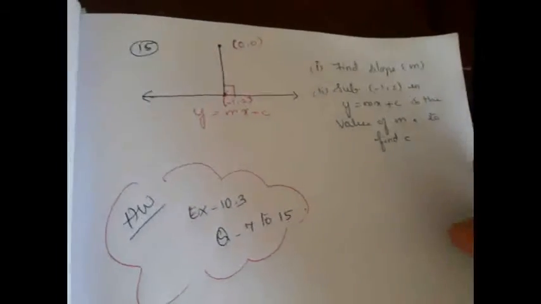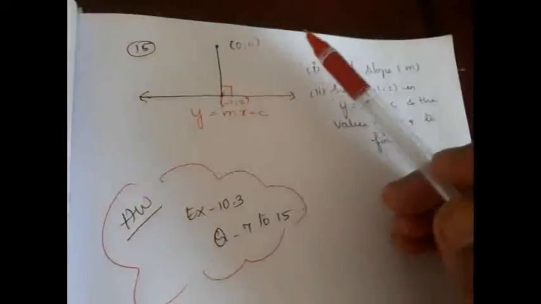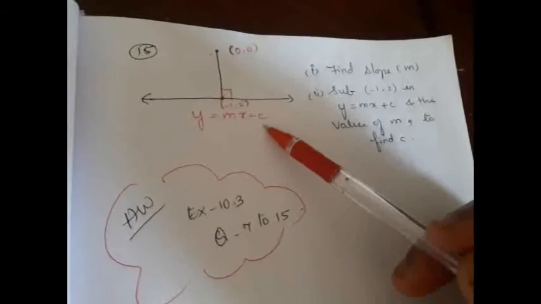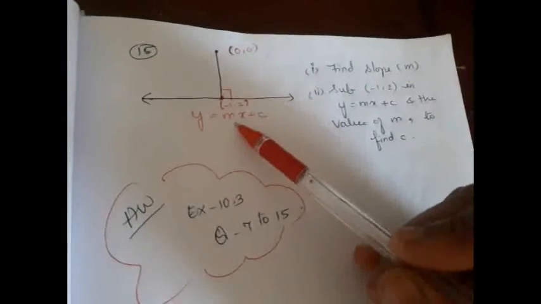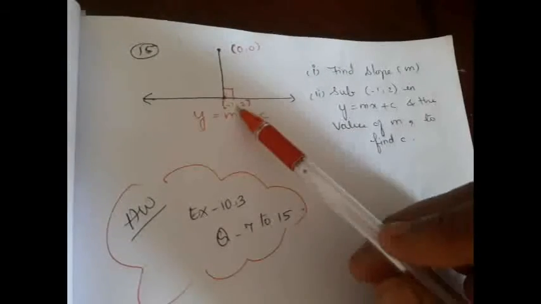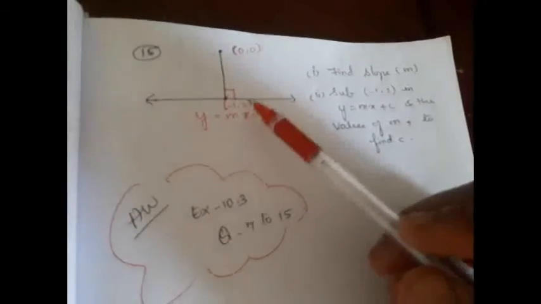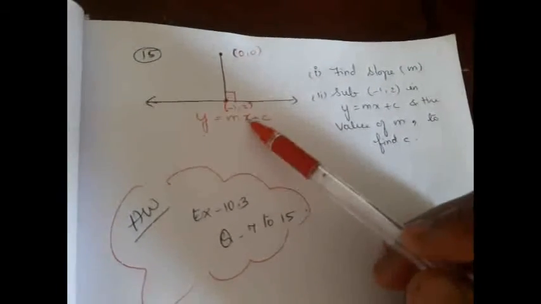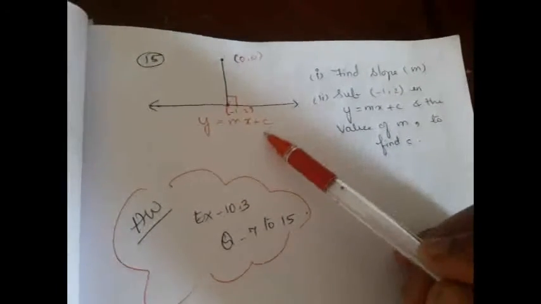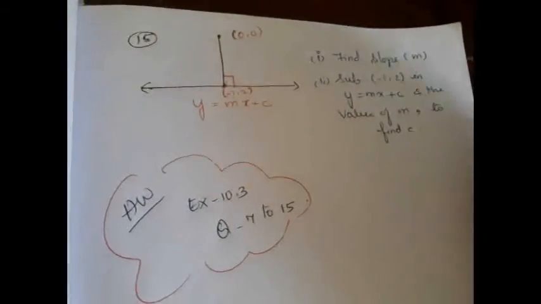I repeat, first find the slope using the 2 points, and if you negative reciprocate it, we can find the slope of this line because it is perpendicular. That will give you the value of m. How to find the value of c? This point lies on this line, so we can substitute x as minus 1 and y as 2. And also the value of m we know already. If you substitute all the three values, we can find what c is. Right? Hope you have got it.